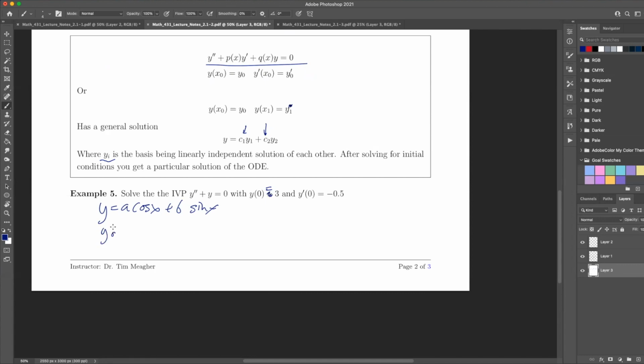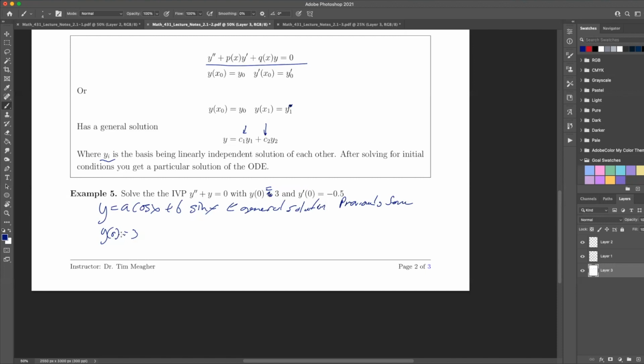So here we have y naught of 0 is equal to 3. And so we're going to plug that in to figure out the particular solution. Here's the general solution, previously found from the previous problem. And so we're going to use that to find the particular solution.